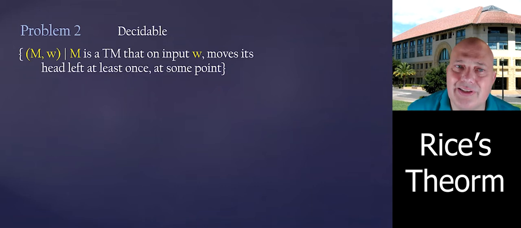So the other problem is that of all the pairs M, W, such that M is a Turing machine, and that on input W, moves its head left at least once at some point.